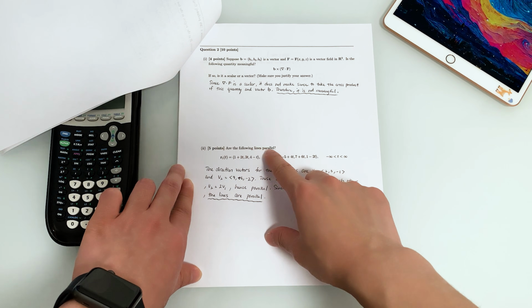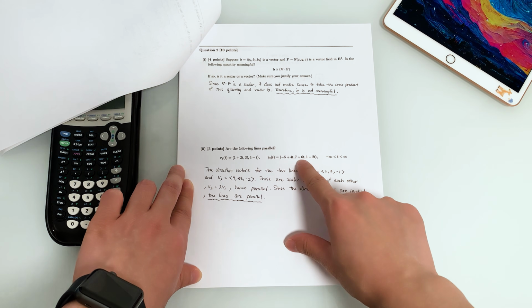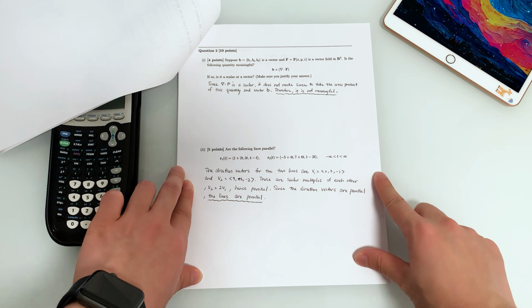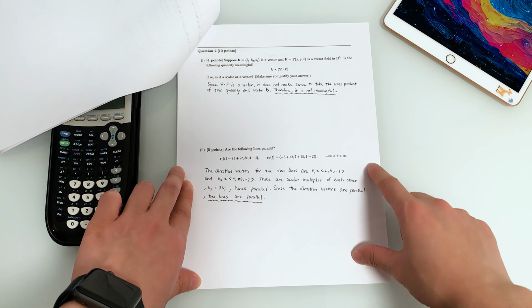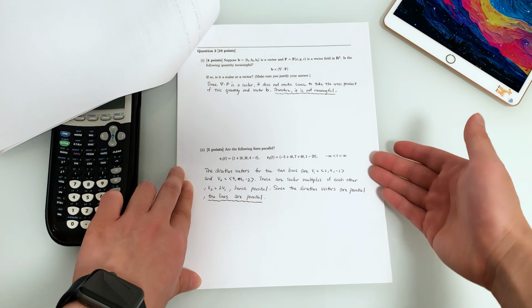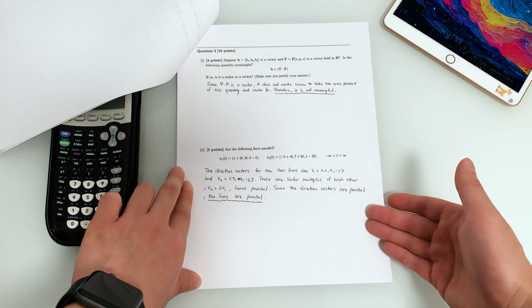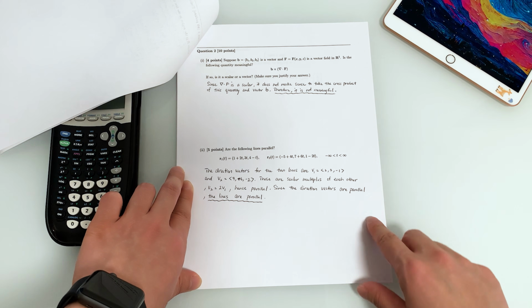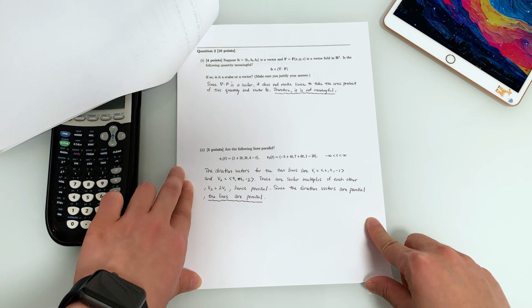The second part of this question asks if these 2 lines are parallel. I find the direction vectors for each line by taking a derivative, and since they are scalar multiples of each other, the lines are parallel. I underline my final answer to help the grader out since they are grading hundreds of exams.